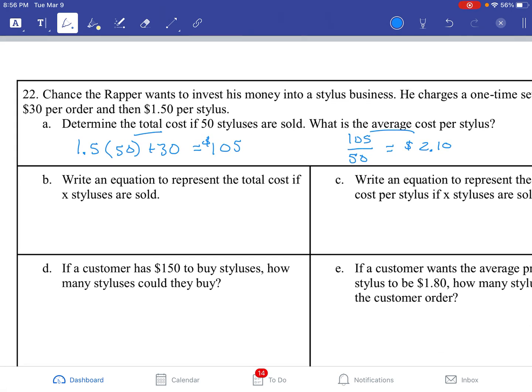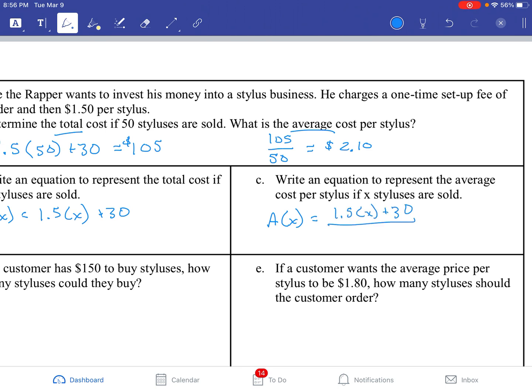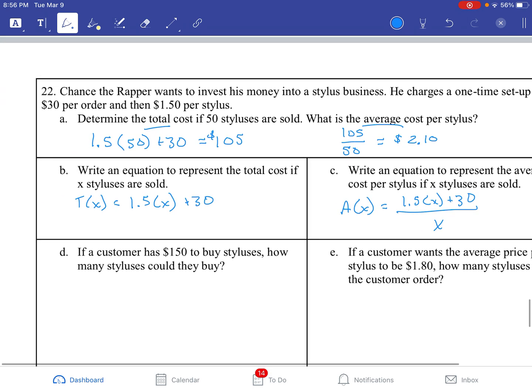Okay. Part B, write an equation to represent the total cost if X styluses are sold. So we're going to write the equation to codify the first part of our Part A. So we have the total cost of 1.5 times the X number of styluses plus 30. All right. Same idea for the average. So we have the average is equal to the total, which we just wrote down, 1.5 times X plus 30, divided by how many styluses are sold.